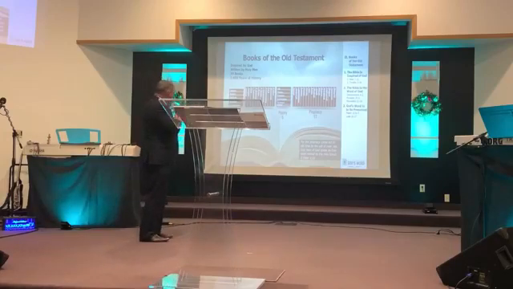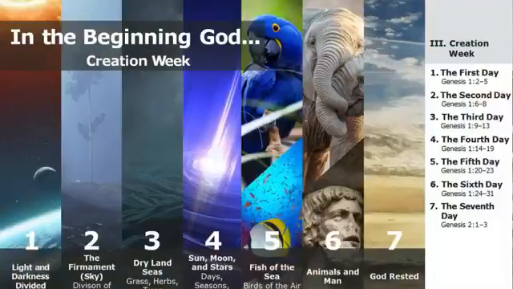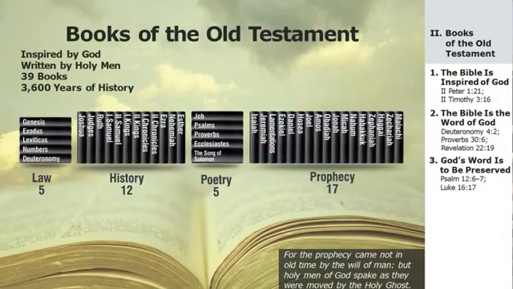It was written by holy men of God. There's 39 books covering 3,600 years of man's history in this Old Testament. It took over 1,500 years to complete in writing. And God gave us in this book five books of the law, Genesis, Exodus, Leviticus, Numbers, and Deuteronomy. That's the Torah. Israelite men, when they went through school as a youth, had to memorize these books. And so those are the books of Moses that God gave Moses, and that is the law, the Torah of Israel.